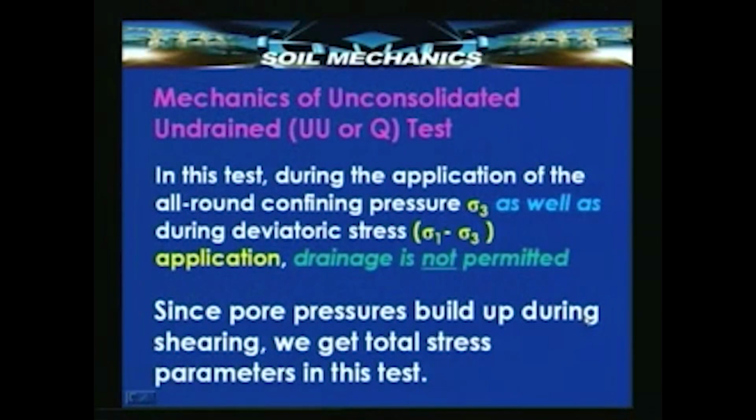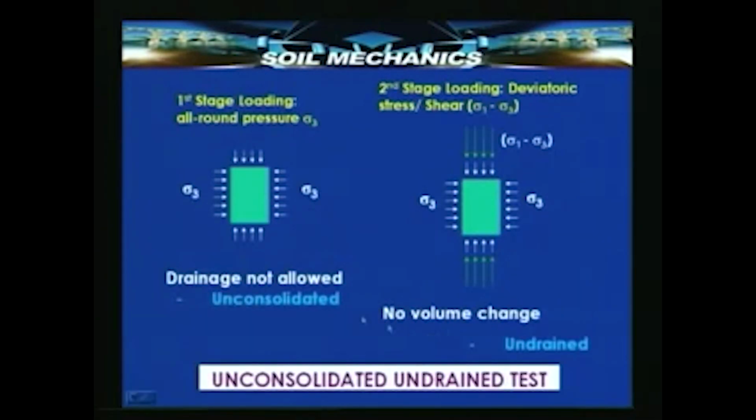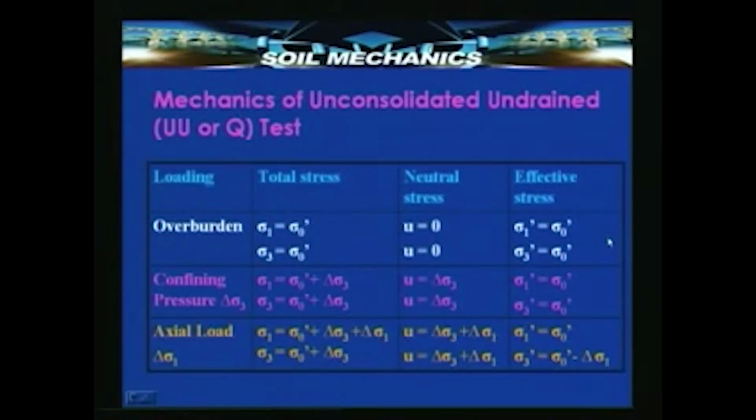Now, the mechanics of the unconsolidated undrained test, that third kind of test. Here drainage is not permitted either during the first stage of loading or through the second stage of loading. As per this diagram, therefore, both in the first stage and in the second stage drainage will not be allowed, and therefore the soil is neither consolidated nor is volume change permitted. The mechanics now will be slightly different.